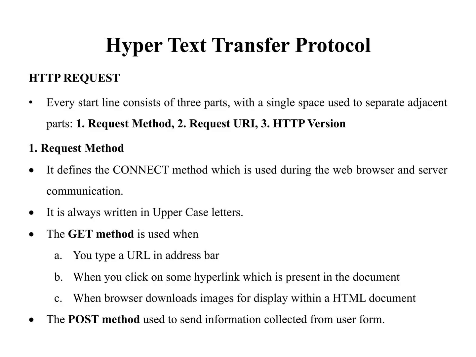Two methods are commonly used, the GET method and the POST method. With GET, you can type a URL in the address bar, or click a hyperlink present in the document, and then download images displayed within an HTML document. Next, the POST method sends information collected from a user form.